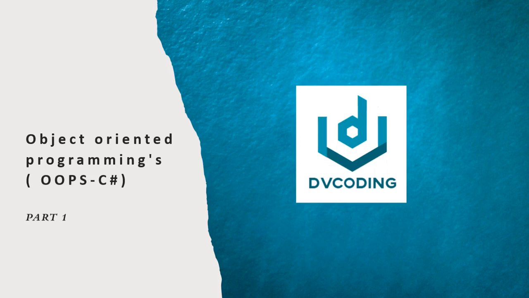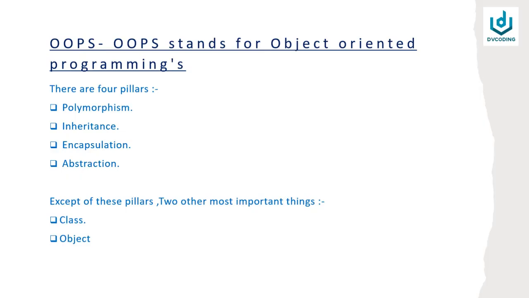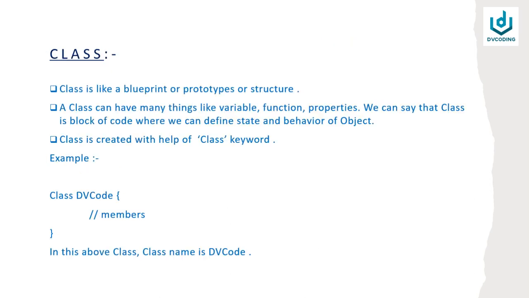Today I will discuss object-oriented programming in C#. Part first: OOPS. OOPS basically stands for object-oriented programming. There are four pillars: polymorphism, inheritance, encapsulation, and abstraction. Except for these pillars, two other most important things are class and object. Class and object are the most important in any object-oriented programming language.